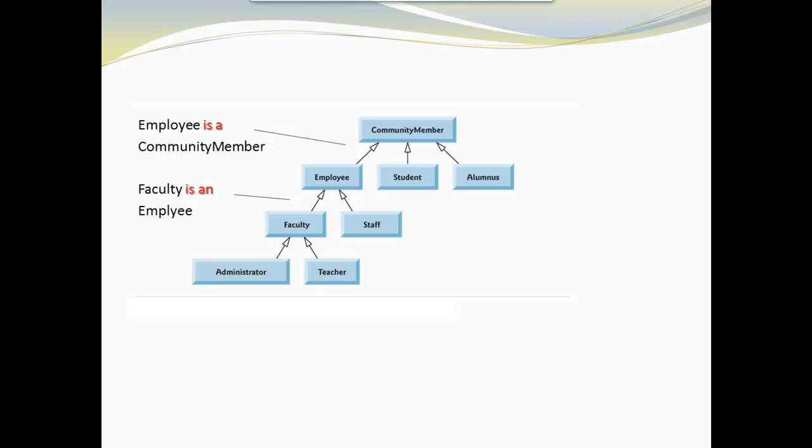Notice the arrows with the empty triangular arrowhead. They indicate inheritance, so I can say my faculty is an employee, my employee is a community member, etc.